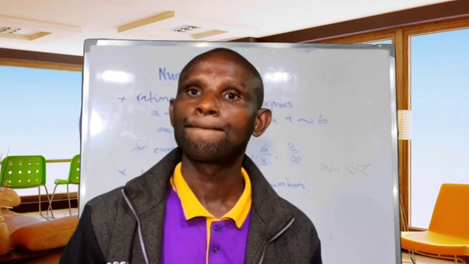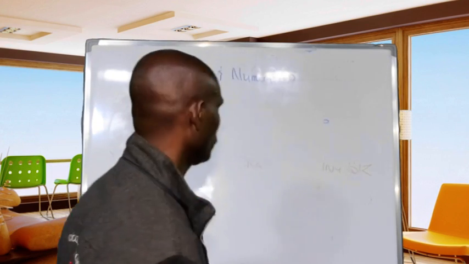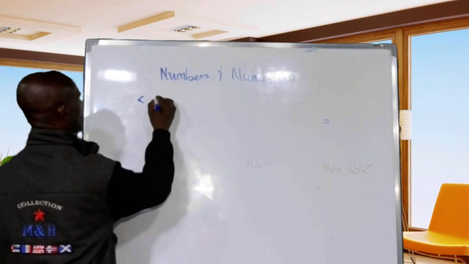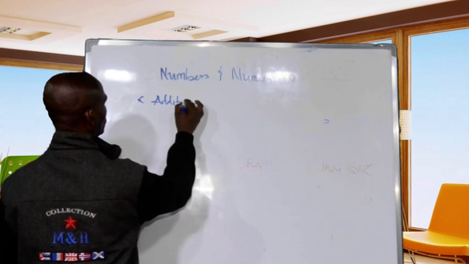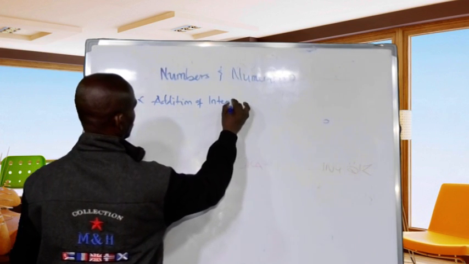Let's see how we can add, subtract, multiply, and divide integers. Integers are positive and negative whole numbers. So let's see how we can divide, add, subtract, and multiply integers. Let's start with addition. Now, the subtopic here is addition of integers.